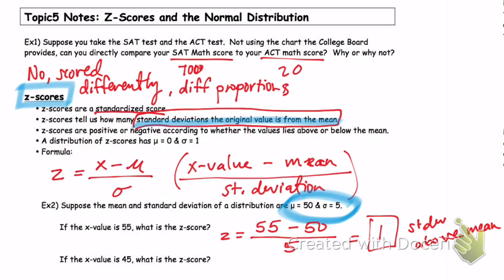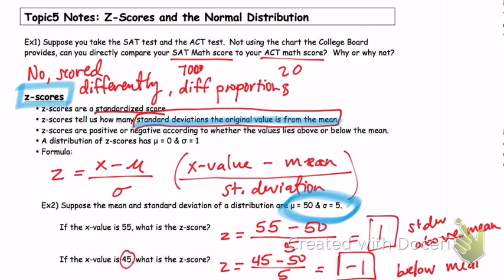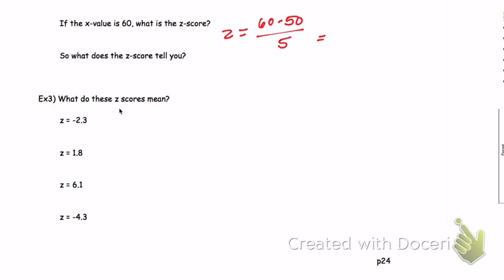For the second one, if I made a 45, it would be the same process. So 45 minus 50 over 5 gives me a Z-score of -1. So that means that I am below the mean. I am below average. So if you have a negative Z-score, you're below the average. If you have a positive Z-score, then you are above the average. So 10 over 5 reduces to 2. So that means I am 2 standard deviations above the mean.